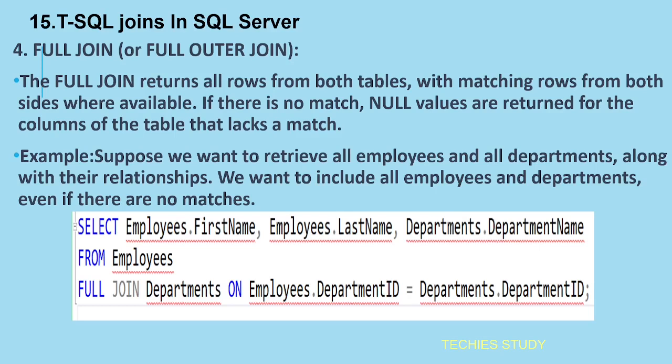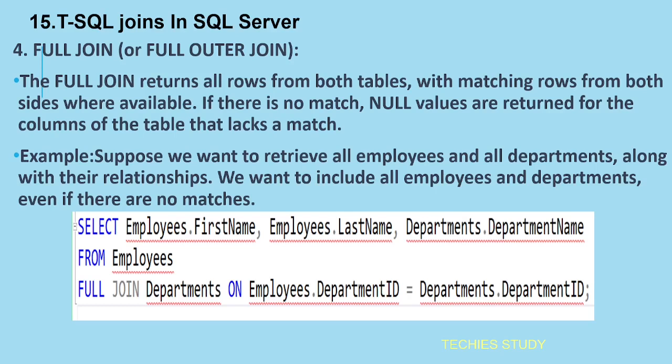Full join or full outer join. The full join returns all rows from both the tables with matching rows from both sides wherever available. If there is no match, null values are returned for the columns of the table that lacks a match. Full join is nothing but it will return all the rows.